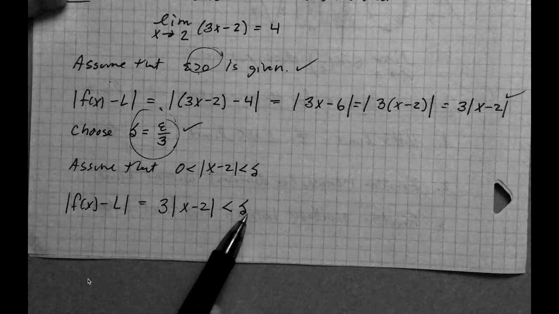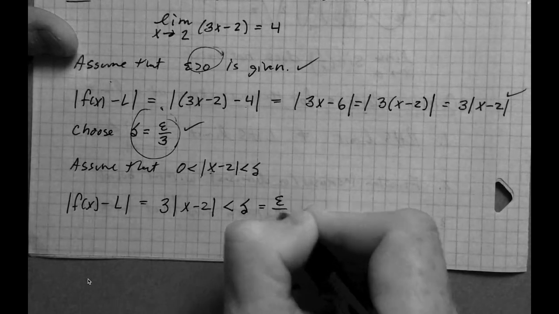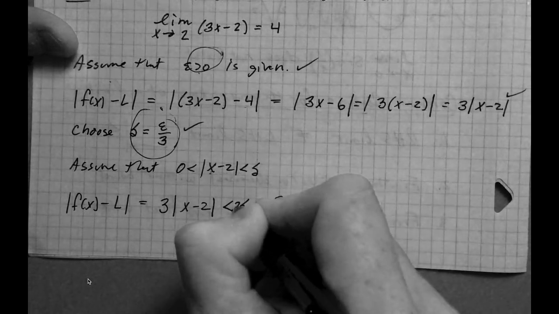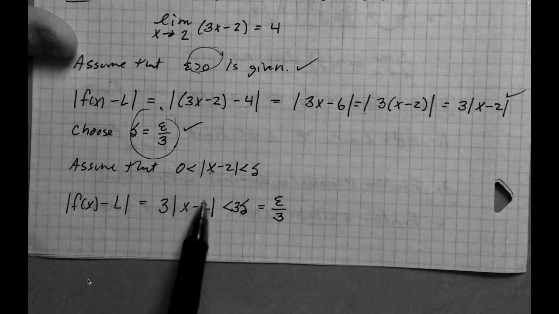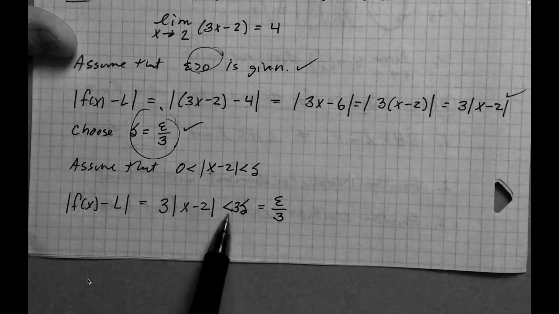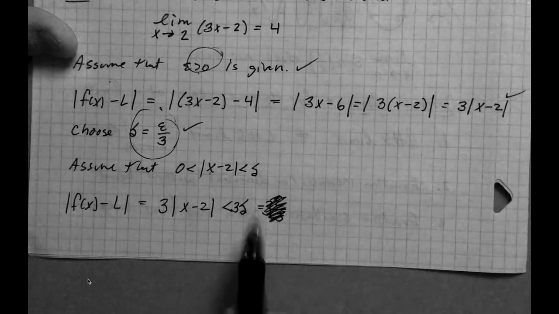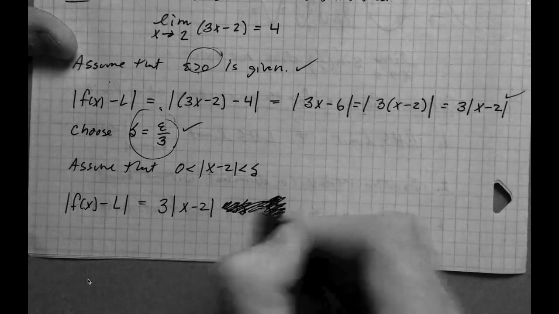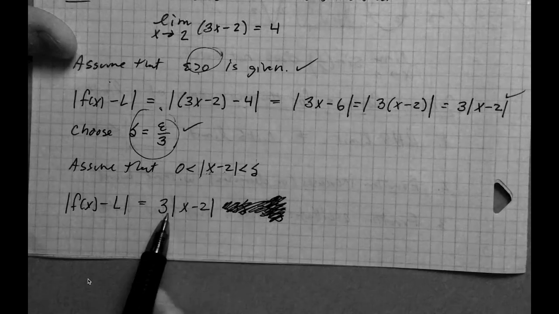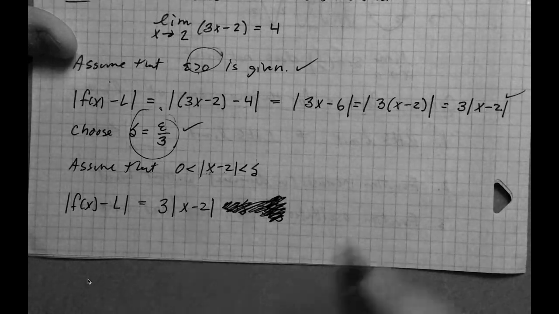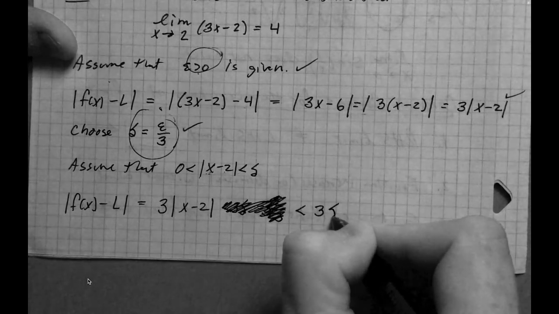And what is delta? Well, we chose delta to be equal to epsilon over 3. Oh, sorry, that's 3 delta, shoot. Sorry. Key point. Actually, let me just erase this and start that over. So if the distance between x and 2 is less than delta, then 3 times the absolute value of x minus 2 would have to be less than 3 times delta.